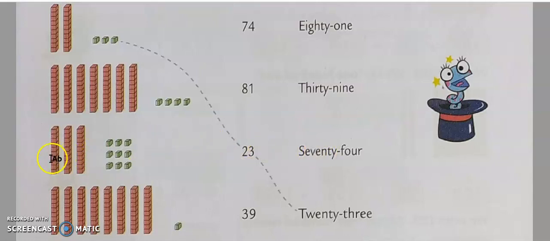The same way the third one, how many tens are there? 3 tens. And how many ones are there? 9. So 39 is this. The number is written 39. You have to draw the line from here to here, and afterward the name is written here. From here you have to draw the line. The name is written 39 here. So you have to draw the line here. Okay.